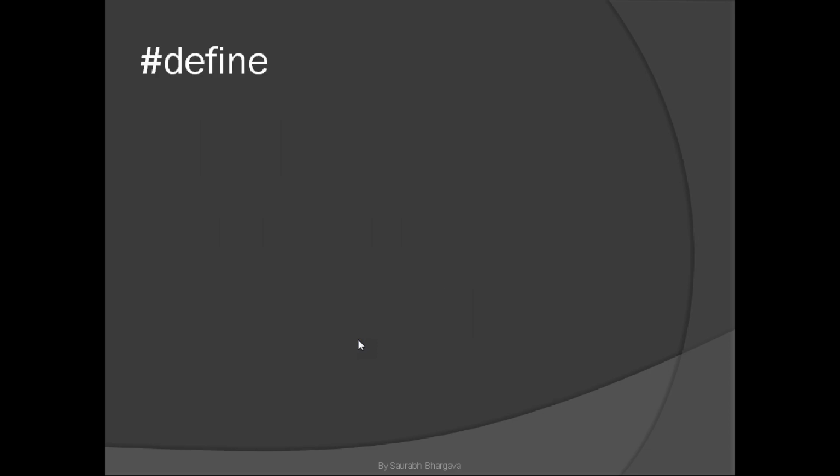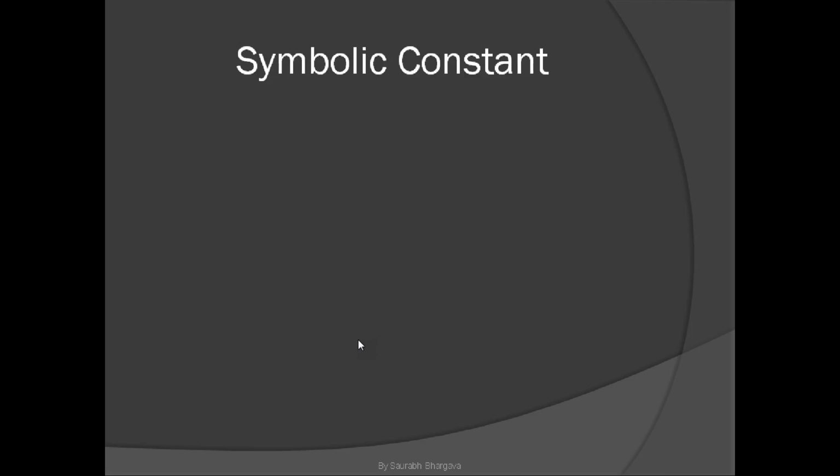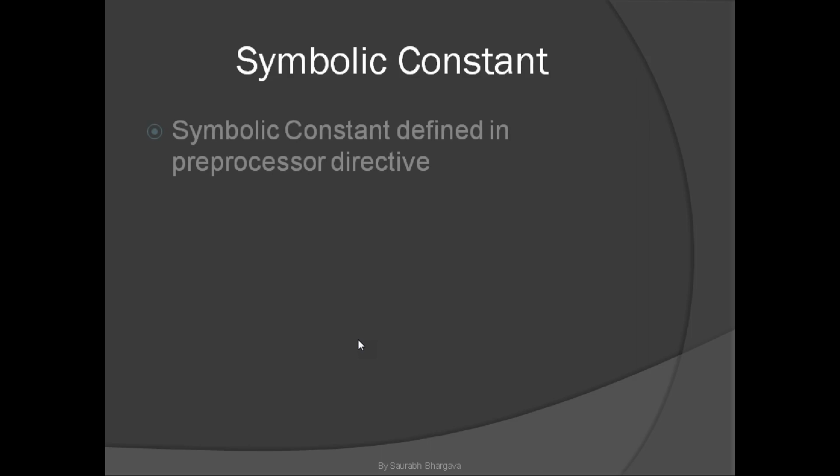#define can define symbolic constants and macros. There is a little bit of difference between a symbolic constant and a macro. In a symbolic constant, the replacement text replaces the identifier in the whole program, and a macro can be defined without an argument or with an argument. Without an argument it is similar to a symbolic constant, but with an argument it is like a small function. Okay, first we discuss symbolic constants.